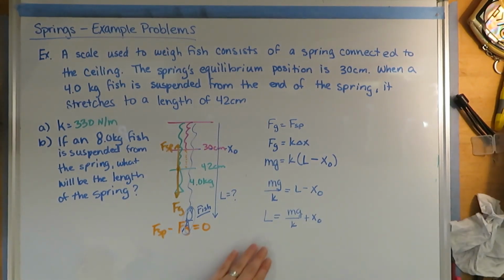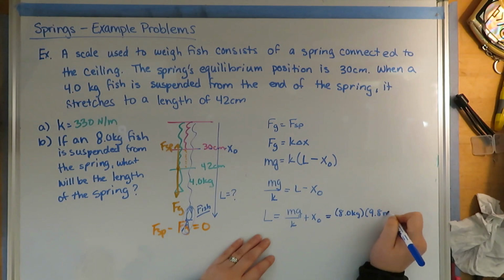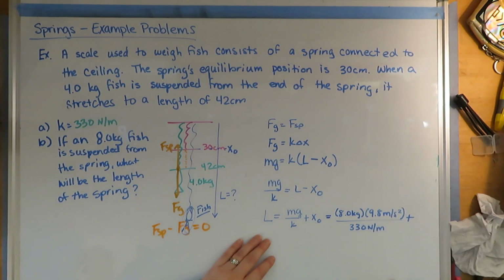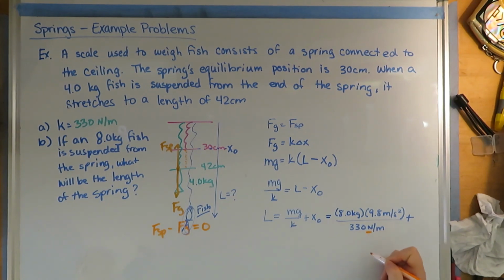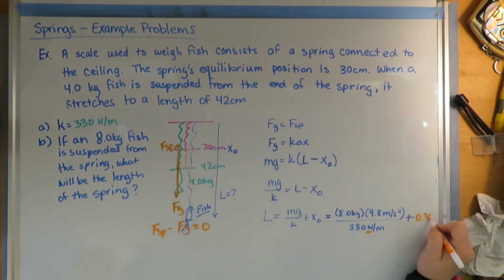Then what we're going to want to do here is we're going to have m is 8.0 kilograms times 9.8 meters per second squared over k. So k is going to be our 330 newtons per meter. And then we want to add in x0. So can I, in this case, keep it in centimeters? Well, no, because if we look at our units, our unit for newton is based on meters, and we've got meters here. So we're going to need to actually be in meters. So 30 centimeters is going to be 0.30 meters.